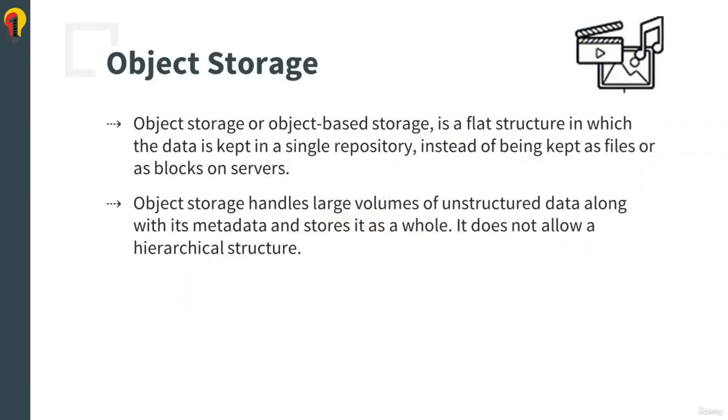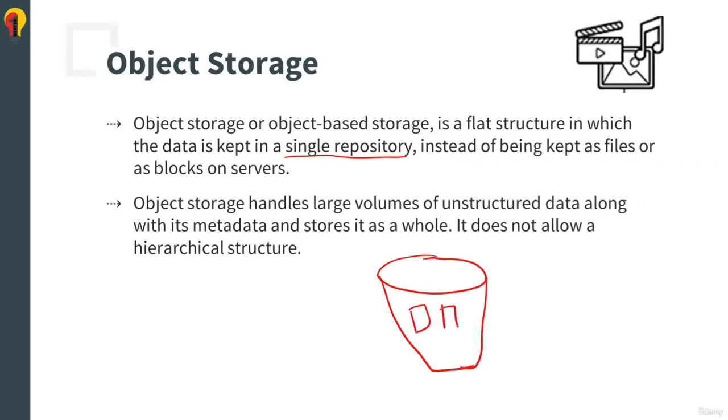Object storage, or object based storage, is a flat structure in which the data is kept in a single repository instead of being kept as files or as blocks on servers. Object storage handles large volumes of unstructured data along with its metadata and stores it as a whole, unlike block storage. It does not allow a hierarchical or nested structure unlike the file storage.